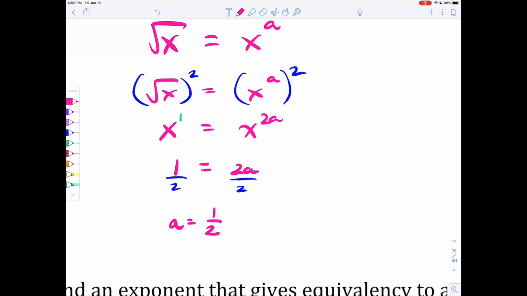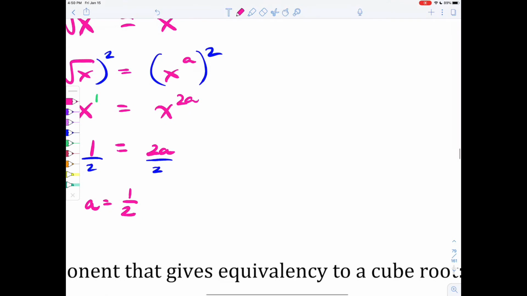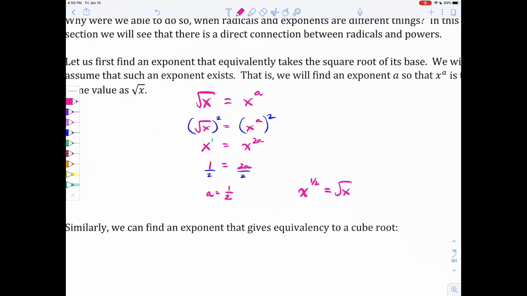So our big conclusion here is that taking something to the power of 1/2 is the same thing as taking the square root of it. Whoa. Wouldn't that be cool if we could do a similar thing, but instead of for square roots, we could do it for cube roots? Dare to dream. Dare to try it.